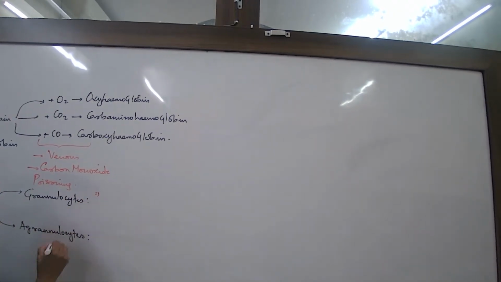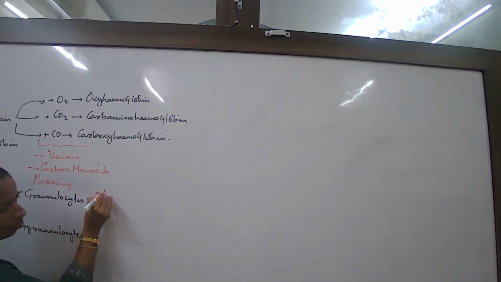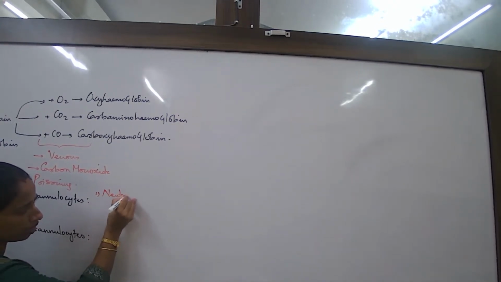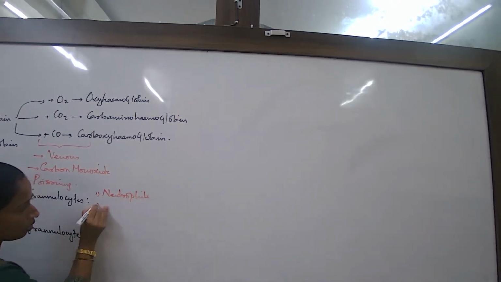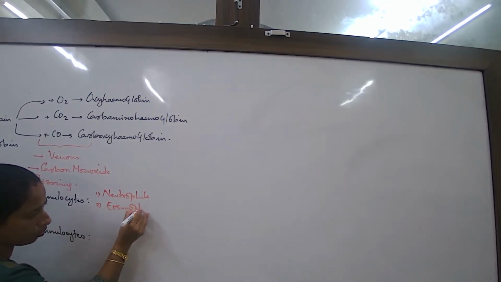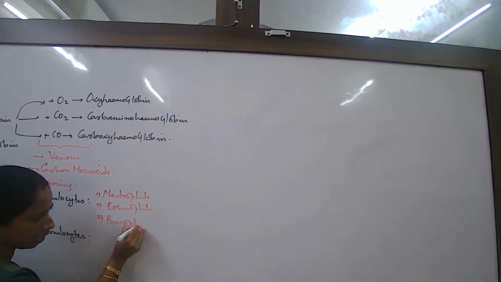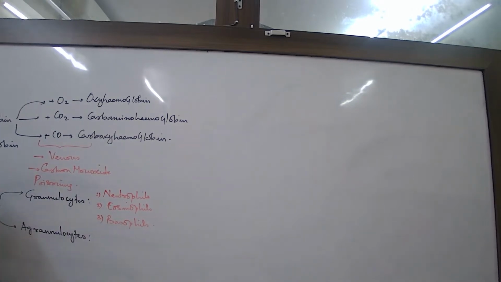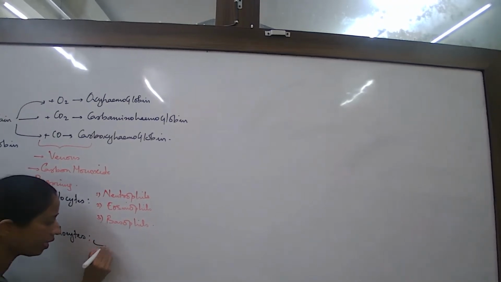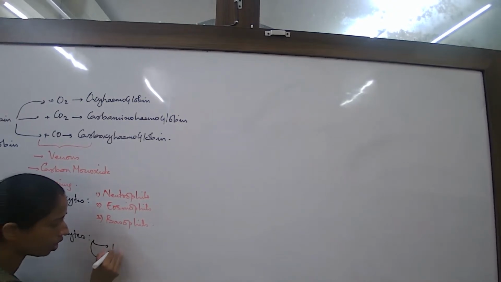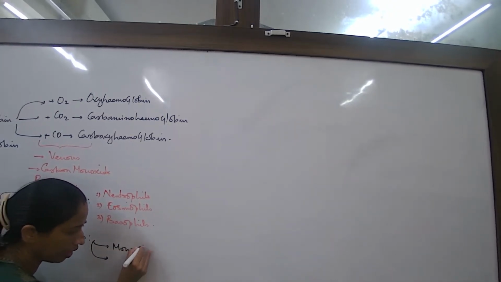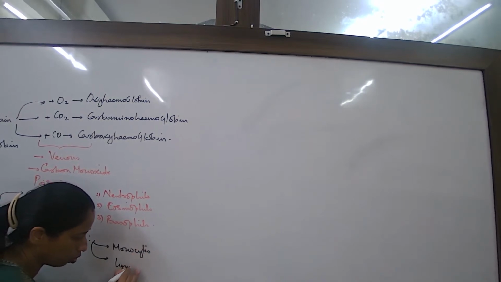But what are the types? Granulocytes, what is the first type of granulocyte? Neutrophils. We must have already discussed it the other day. Then the eosinophils, and then the basophils. So three types of cells: neutrophils, basophils, eosinophils, if I have to talk about the granulocytes. And what about the agranulocytes then? One is monocytes, and the next is lymphocytes.